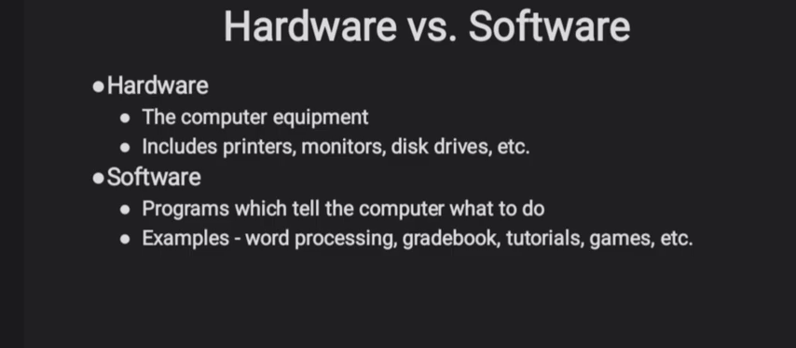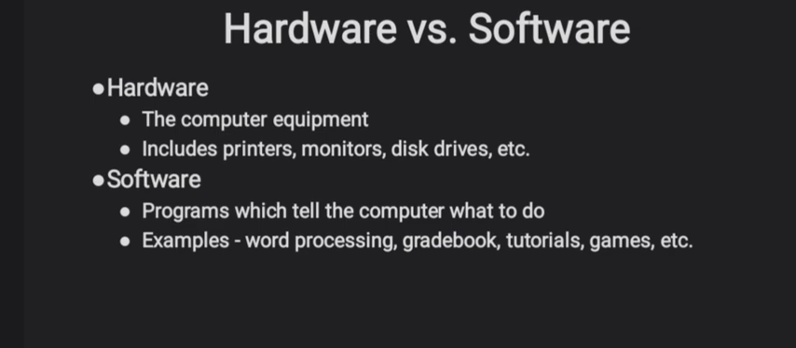When we look into a computer, whatever we see outside, that is the computer equipment, those are known as hardware. The outside body of a computer, which we can see, touch, is known as hardware. For example: printer, monitors, disk drives, CPU, USB, etc.